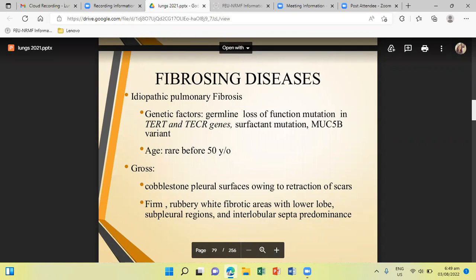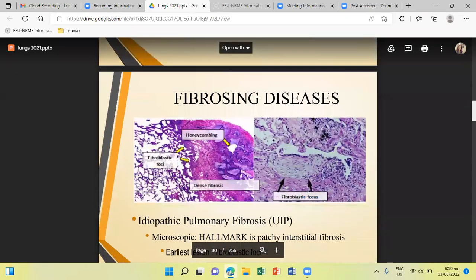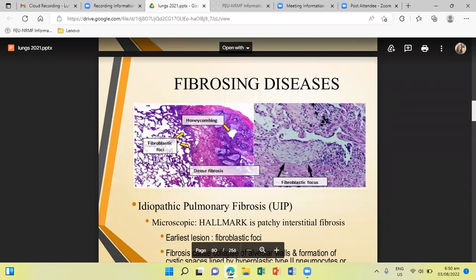It appears that the fibrosis arises in a genetically predisposed individual who is prone to aberrant repair of recurrent alveolar epithelial cell injury, which is caused by environmental exposure. The implicated factors can be environmental, can also be genetic, and sometimes even age. So the appearance of the lung characteristically would be cobblestone, and usually it will give you a firm, rubbery consistency.